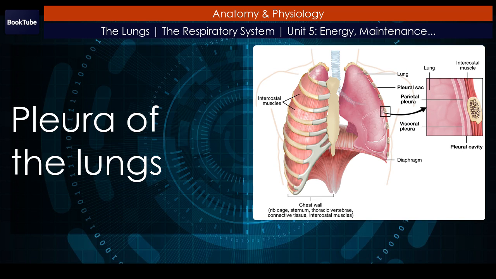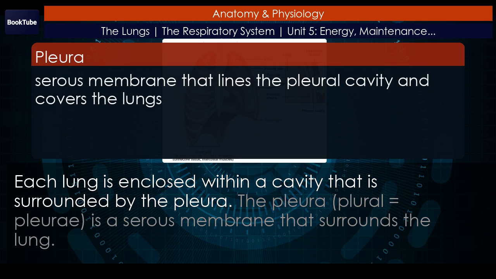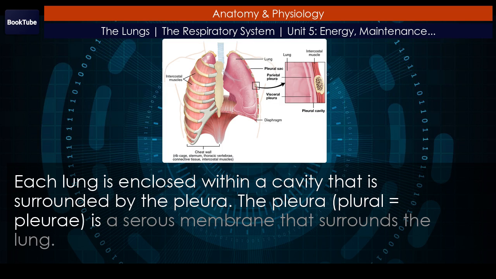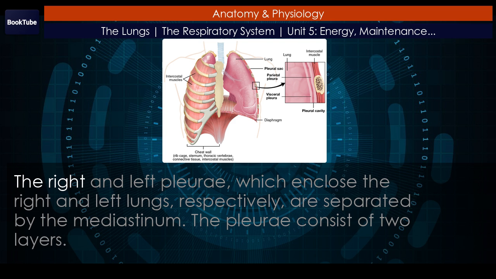Pleura of the lungs. Each lung is enclosed within a cavity that is surrounded by the pleura. The pleura, pleura equals pleuri, is a serous membrane that surrounds the lung. The right and left pleurae, which enclose the right and left lungs, respectively, are separated by the mediastinum. The pleurae consist of 2 layers.